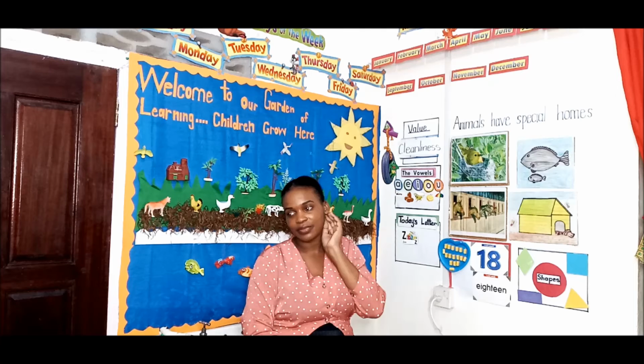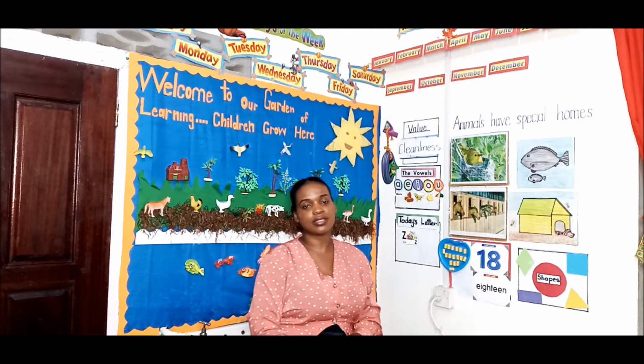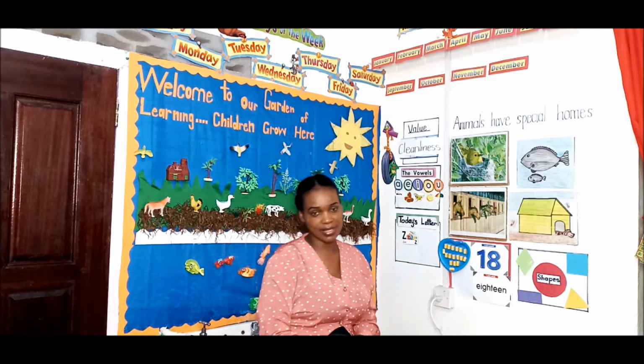And what are invertebrates? Invertebrates are animals without a backbone, such as insects and earthworms. Insects such as flies, what else? Bees, butterflies, and all of those things are animals without a backbone.